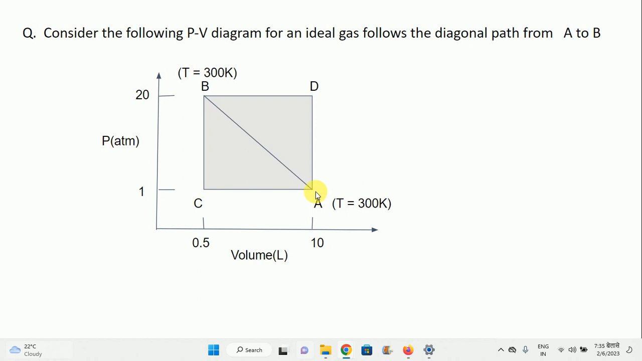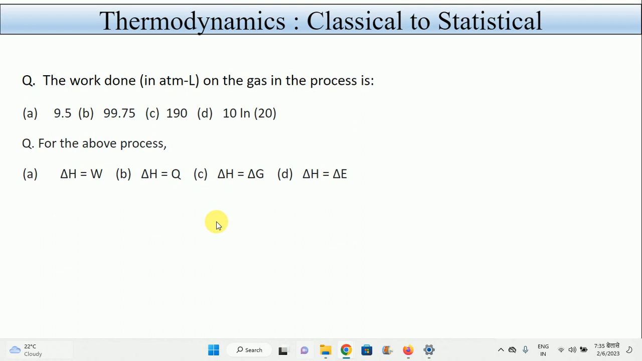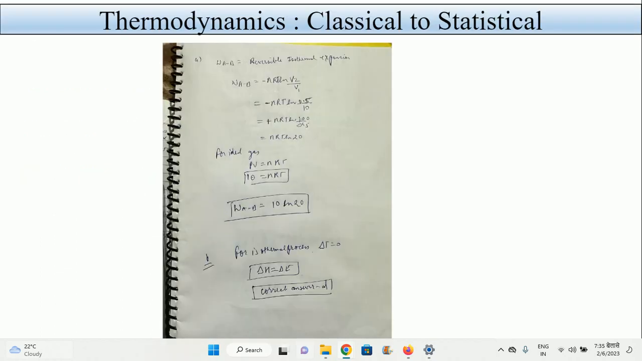So we can solve it by W is equal to minus nRT ln V2 by V1, where V2 is 0.5 and V1 is 10. From A to B it is going, so 10 is our V1 and 0.5 is our V2. So by solving this, we can get the answer. It is solved here: minus nRT ln V2 by V1, so V2 is 0.5 and V1 is 10. So we can solve nRT.